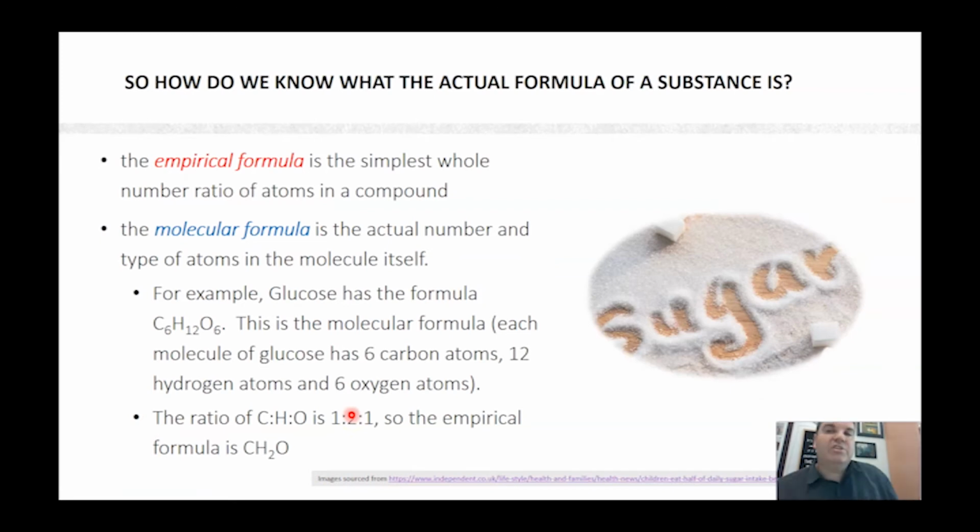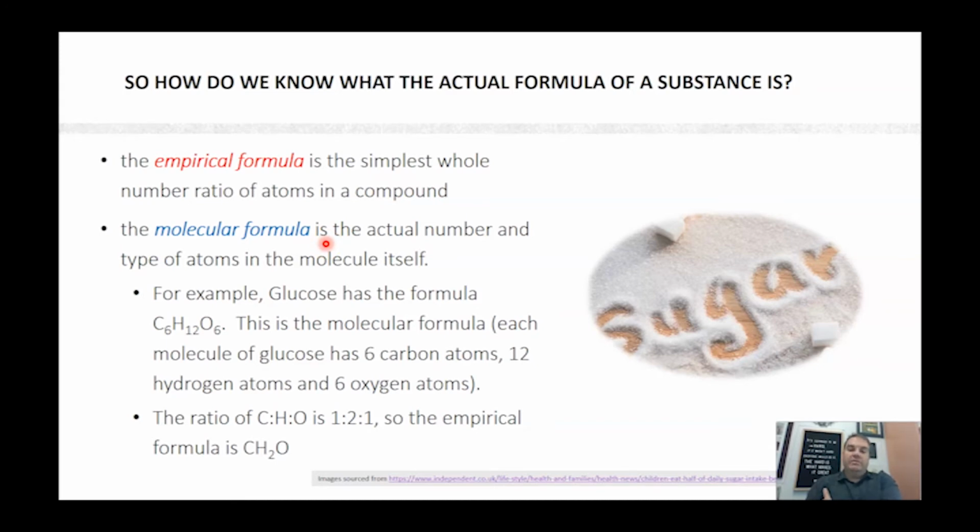If we want to know what the actual formula of a substance is, we can do that using what's called percentage composition. To understand that, you need to understand the difference between empirical and molecular formula. Empirical formula is the simplest whole number ratio, whereas molecular formula is the actual number and type of atoms.